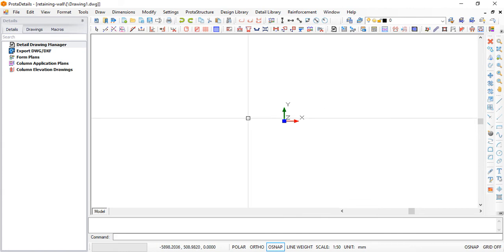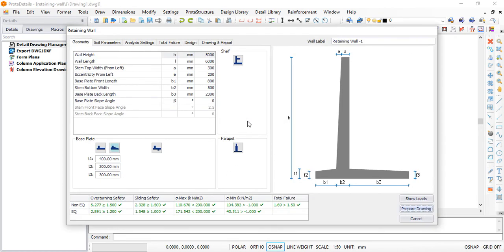We are here, a new drawing. So if you look at these menu bars, these icons, you see different things, but the one we are interested in is this cantilever retaining wall. Just click on it. When you click on it, it will bring up this part. This is what it will bring.